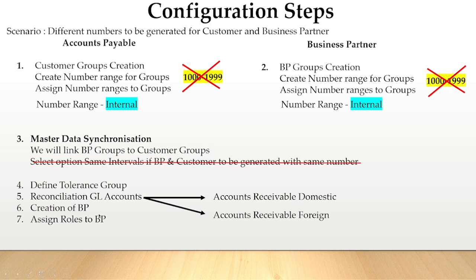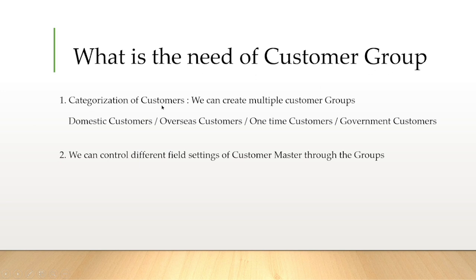Now sixth step is creation of business partner. Seventh step is assign role to business partner. Creation of customer groups. What is the need of customer groups? Categorization of customers. It means it categorizes the customers. We can create multiple customer groups: domestic customers, overseas customers, one-time customers, government customers.